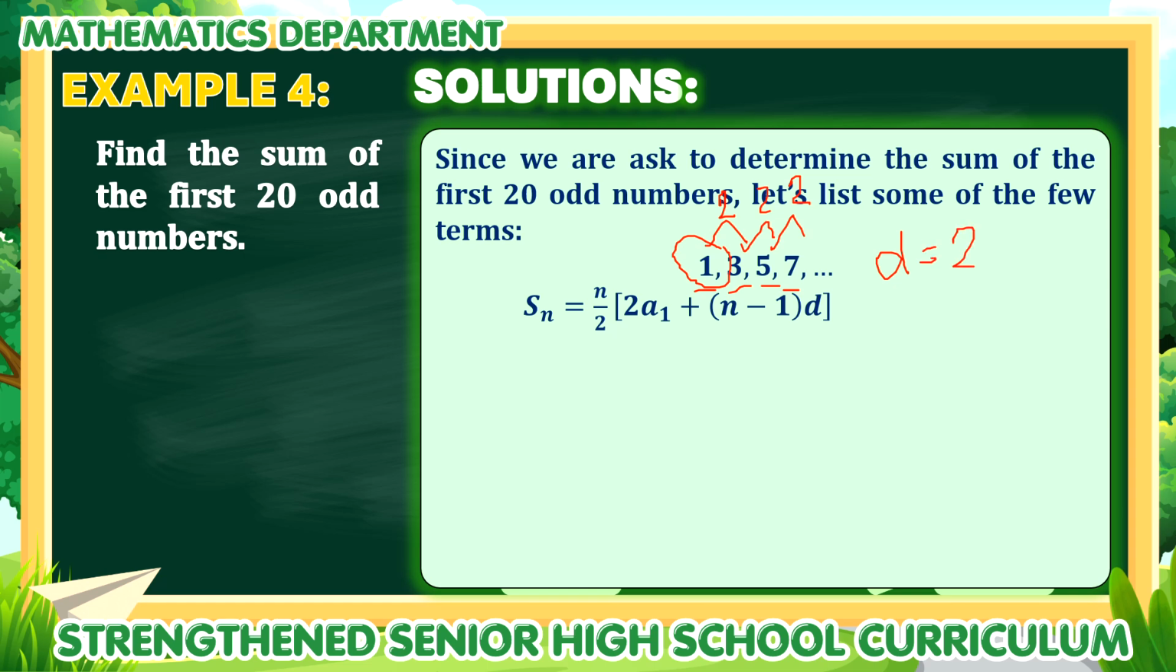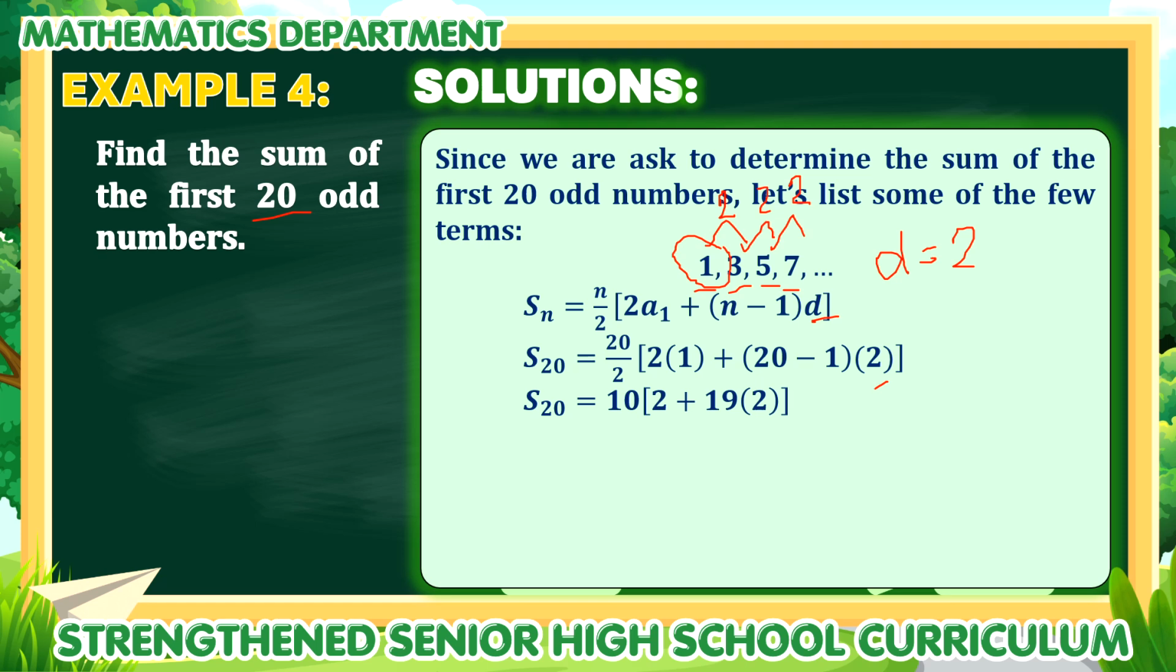And given this information, we will now substitute the value of n, which is 20, since we're looking for the sum of the first 20 odd numbers. So we have S sub 20 is equal to 20 divided by 2 times 2 times our a sub 1, which in this case is 1, plus 20 minus 1 times our common difference, which is 2. And after that, you just have to simplify things.